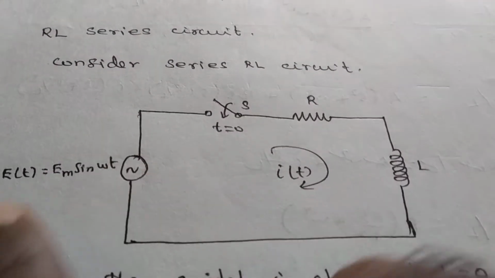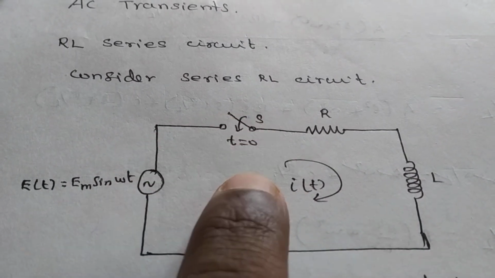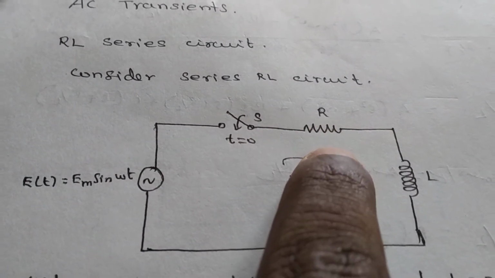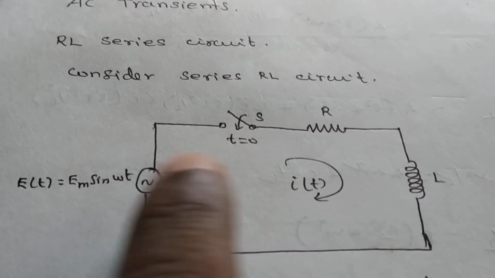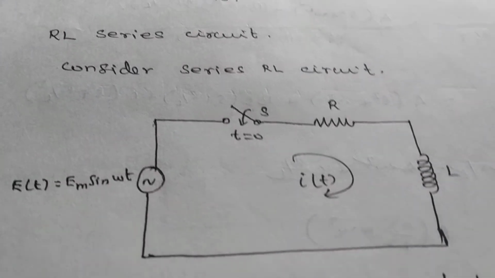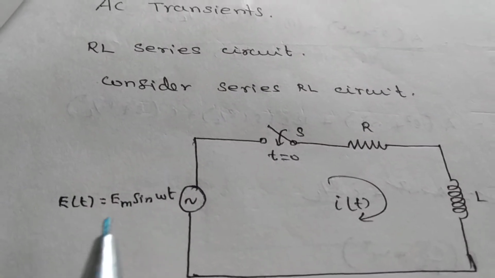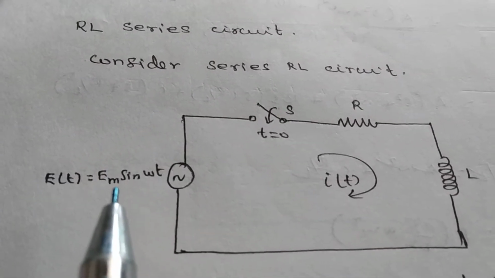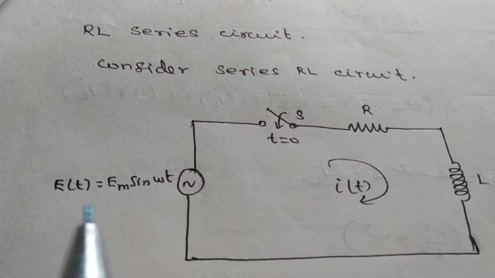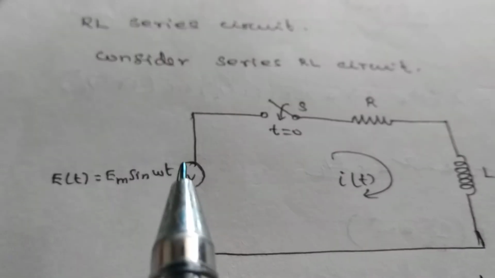Draw the source, switch, resistance and inductance. The current flowing is the transient current i of t. Before, in the DC circuits, the source was only E. The applied voltage is E. The applied source is e of t equal to Em sin omega t.